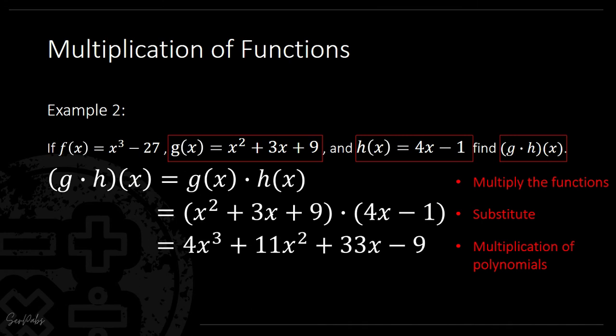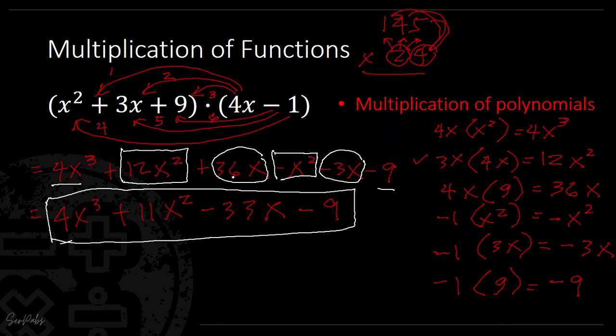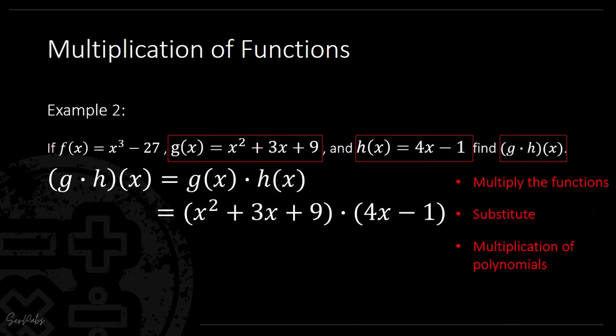Okay, so recheck natin. Merong mali. Balik tayo kay solution kanina. So, ito yung mali. 36 minus 3. So, dapat pala yan ay positive 33. Na mali ng sign. So, 36 minus 3, positive 33. So, again, final answer is 4x cubed plus 11x squared plus 33x minus 9.